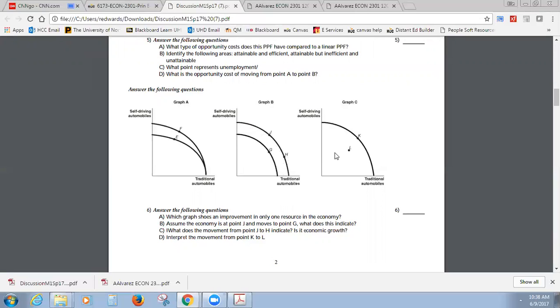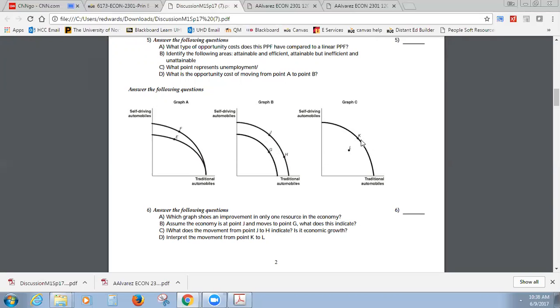Another point that sometimes students get caught up on is the difference between a movement from G to H and L to K. All right. If you move from H to G, let's do that instead. G to H or H to G. If you move from H to G, this is because you actually lost resources, land, labor, capital, and entrepreneurship. All right. You lost them. For example, you lost them due to a hurricane. All right. So you are producing less goods. All right. You're producing less self-driving automobiles and traditional automobiles.